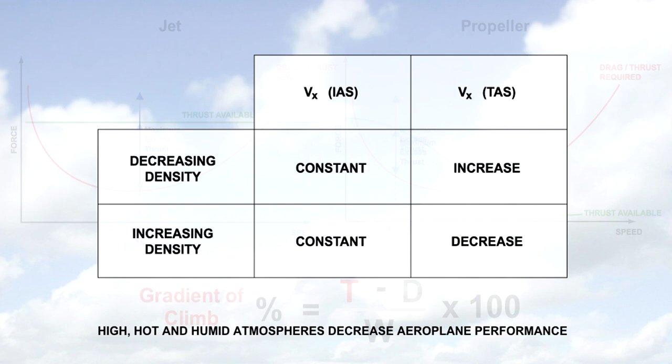The most notable and testable part of the effect of density on the angle of climb will be through altitude. As the altitude increases, density will decrease, and the angle of climb will steadily decrease. You'll recall from an earlier lesson that high ambient temperatures and high humidity both also decrease air density and decrease aeroplane performance.